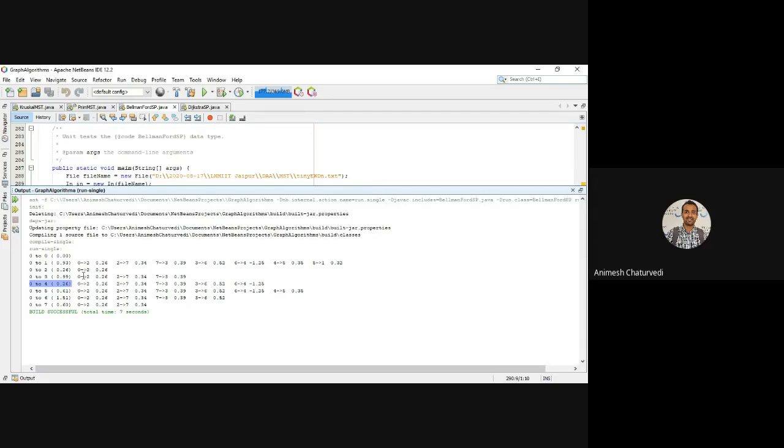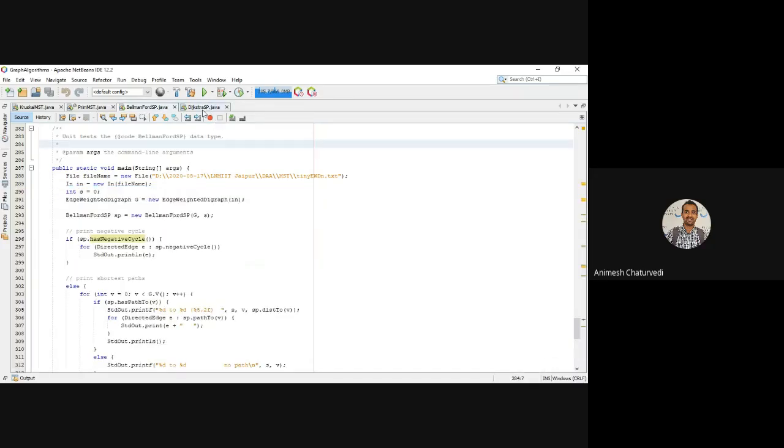And how are they being connected? They are connected from 0 to 2, 0 to 7, 7 to 3, 3 to 6, 6 to 4. This is how 0 to 4 is being connected. And this is the 0 to 7, so 0 to 2 and 2 to 7. When you add up 0.34 and 0.26, it will give you what? 0.60. So this is how we can execute the Bellman-Ford algorithm.